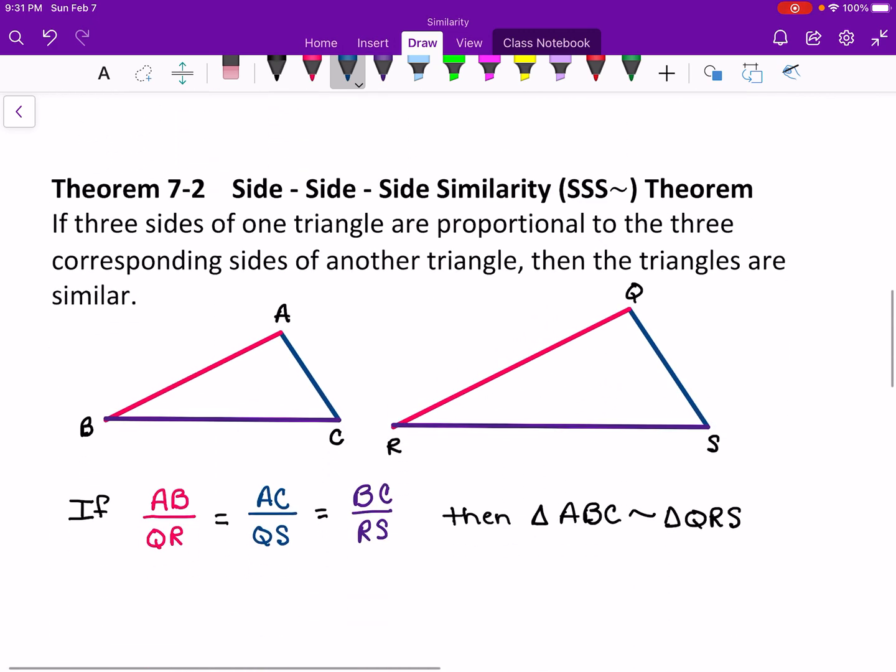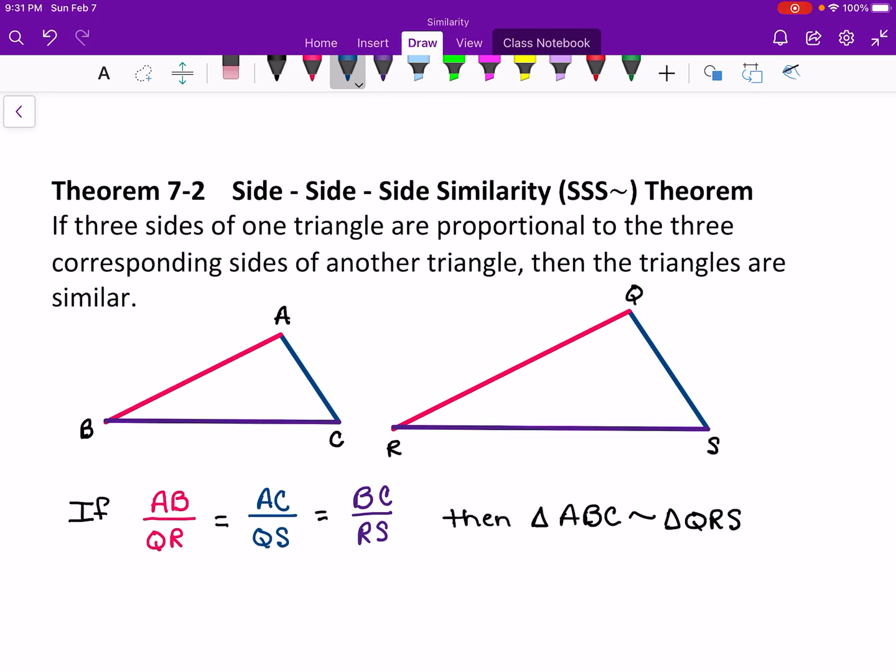And then the third reason, and it is also a theorem, is the side-side-side similarity. It says if three sides of one triangle are proportional to three sides of the other, then the triangles are similar. And again, it takes all three sides. If we know nothing about any of the angles, it takes all three sides of one to be proportional to all three sides of the other.